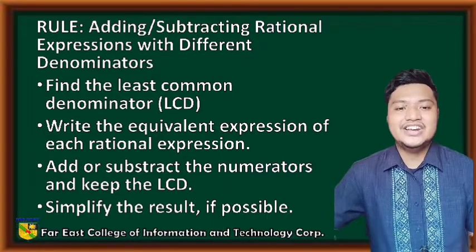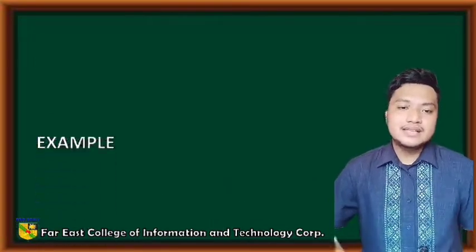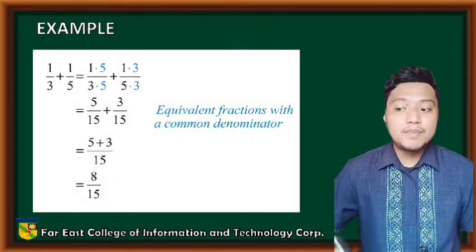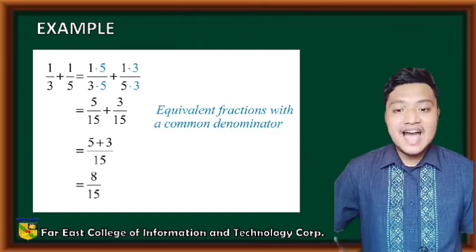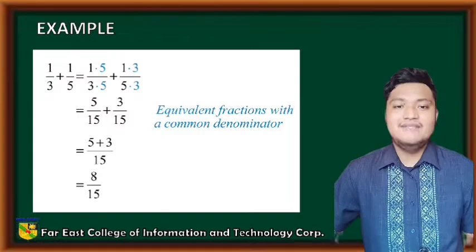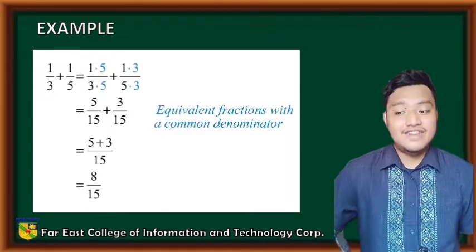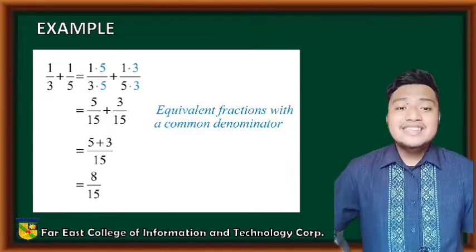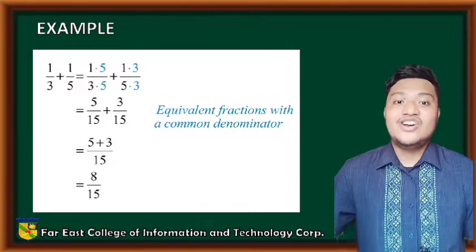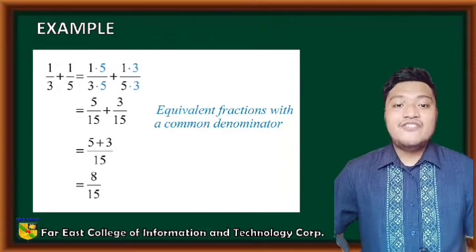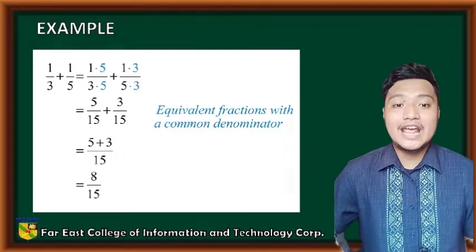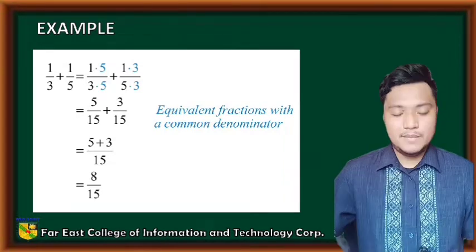So I have here an example: 1/3 plus 1/5. Isn't it that they have different denominators, 3 and 5? So in finding the LCD, you need to get the factors and then find the least, the closest common multiple, through factoring the two numbers.